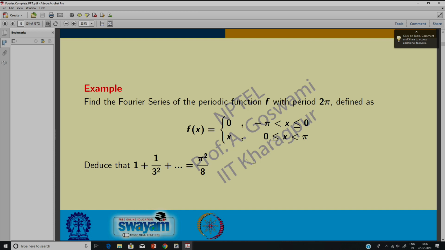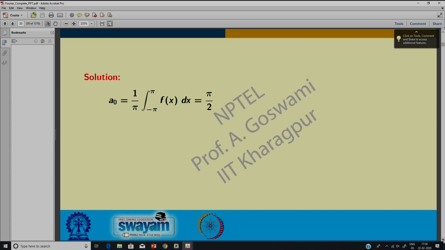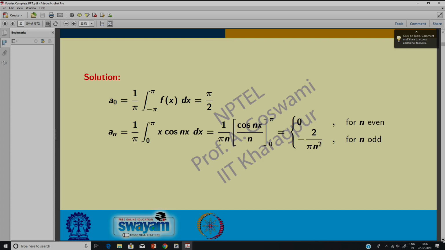So, we have to first find out the Fourier series of f(x), and then we have to find the sum of this series, 1 plus 1 by 3 square and so on, which is pi square by 8. Your a0 is 1 by pi, integral from minus pi to pi of f(x) dx, and you know what f(x) is. So, if you evaluate, you can obtain the result.